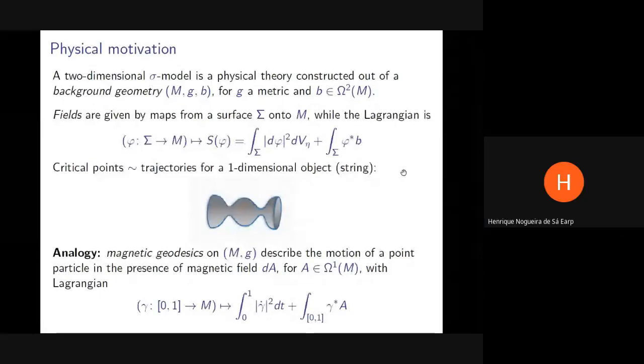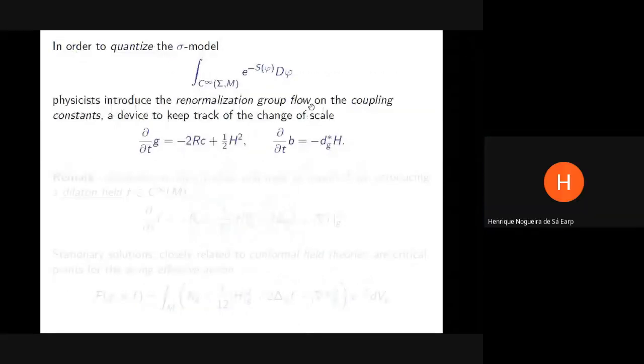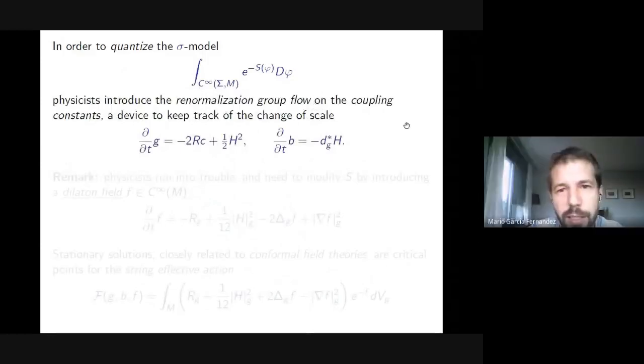Thanks. Okay. So this renormalization group flow, physicists tell us, makes the coupling constants evolve, and coupling constants are anything that you put in front of the fields in the Lagrangian. So here the coupling constants are our tensors, the metric and the B field. When they write down the renormalization group flow, they find these equations, which are precisely the equations for generalized Ricci flow.